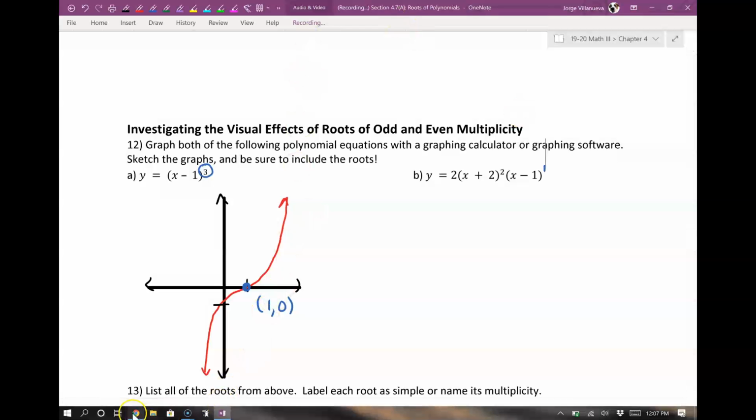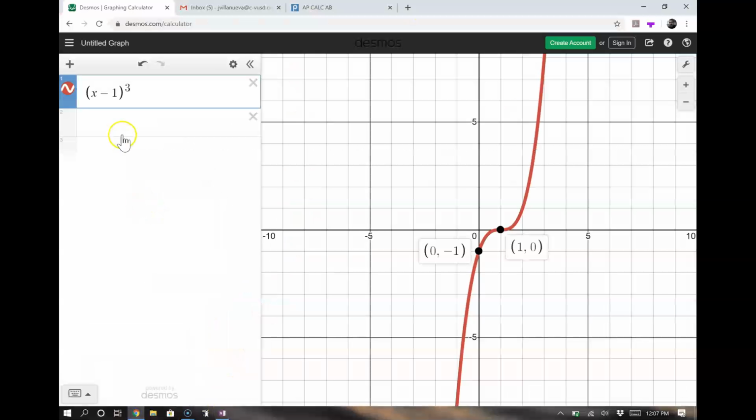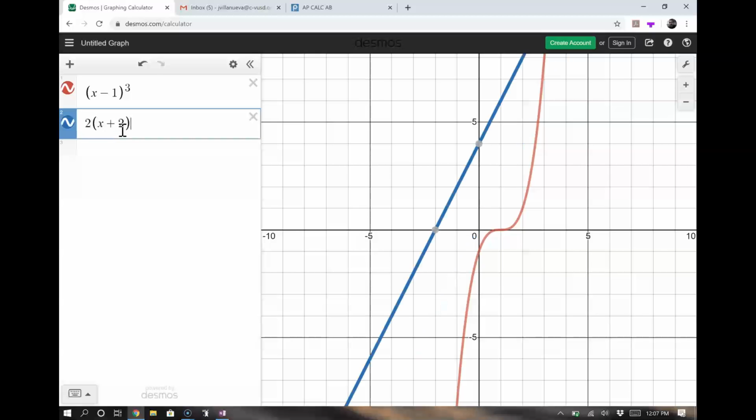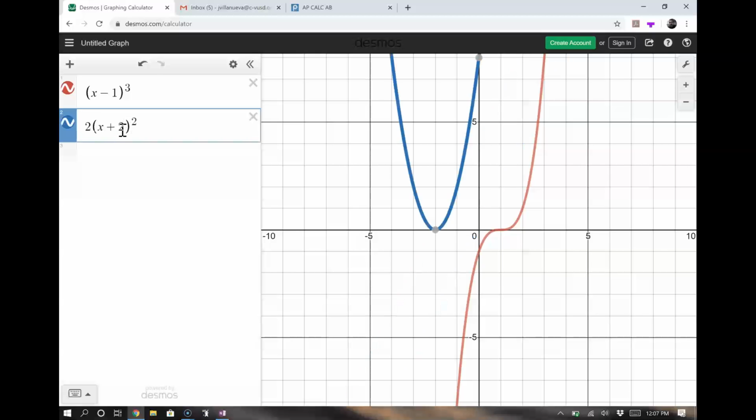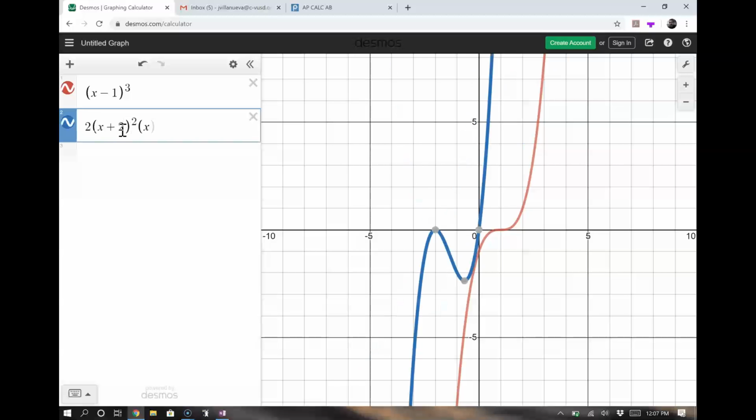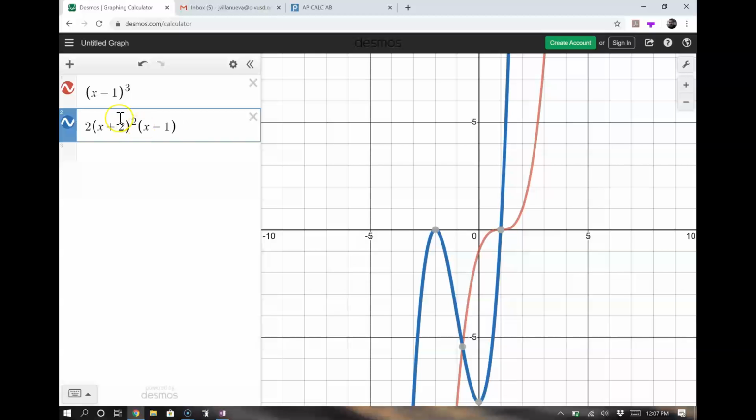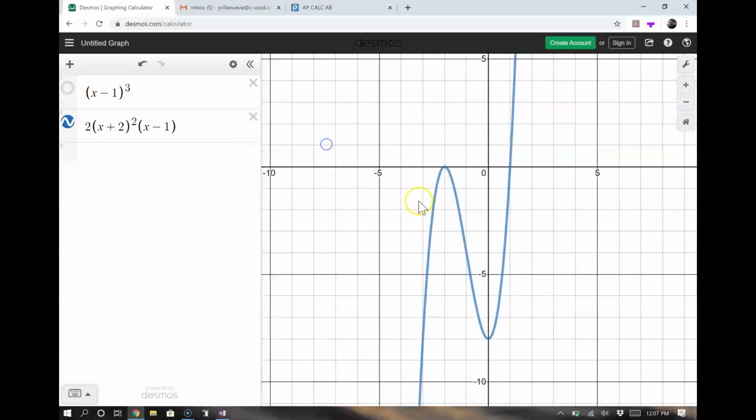Let me graph this for us really quick. So 2 times x plus 2 to the second power. And then what's the other factor? x minus 1. Thank you. So we'll get rid of this picture. All right, so here we go.